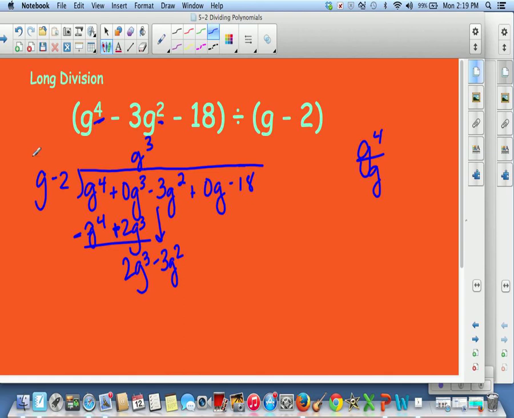How many times does 2g cubed divided by g, what will that give me? That'll be 2g squared. And when I multiply that out, 2g squared times g is 2g cubed. 2g squared times a negative 2 is a negative 4g squared. So I'm subtracting here, so I'm going to change the signs.